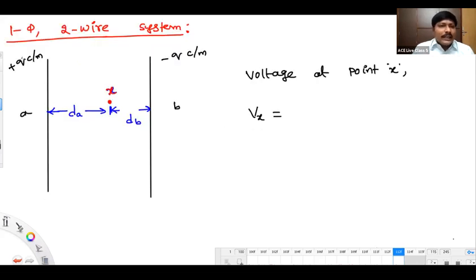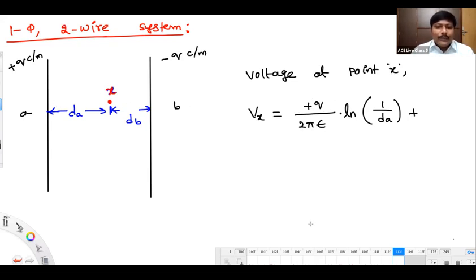Of course, it's a positive charge only, so it's plus Q charge by 2 pi epsilon ln of 1 by the distance from charge A, which is dA, so 1 by dA. I think it's okay for all what I have written. Is it okay for you? It's the voltage at point X due to charge A.